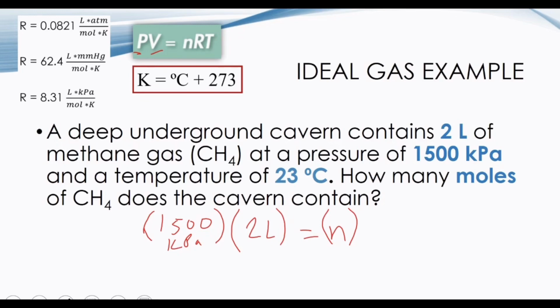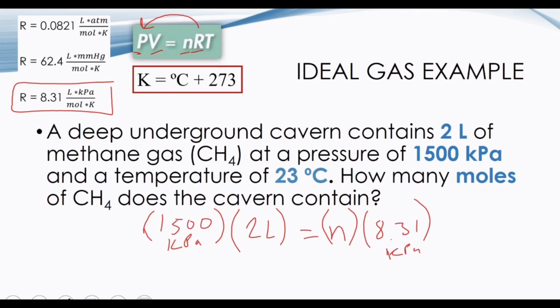Then we have R, the next part of the equation. And for R, remember, it is dependent on whatever that pressure is. Pressure here was in kilopascals, so out of the 3 different constants for R, we are going to use the one that has kilopascals. That would be this number right here, so that's what we are going to input into our calculation: 8.31 kilopascals.